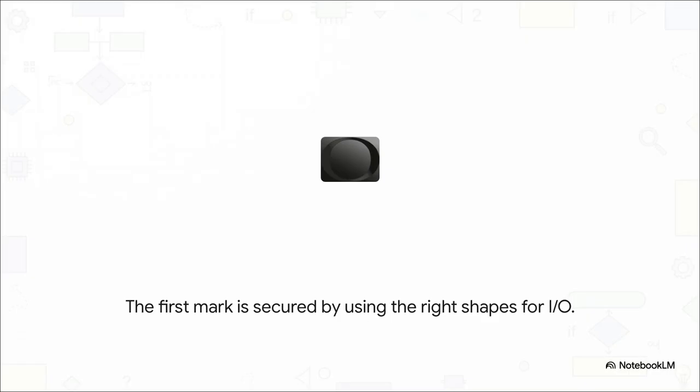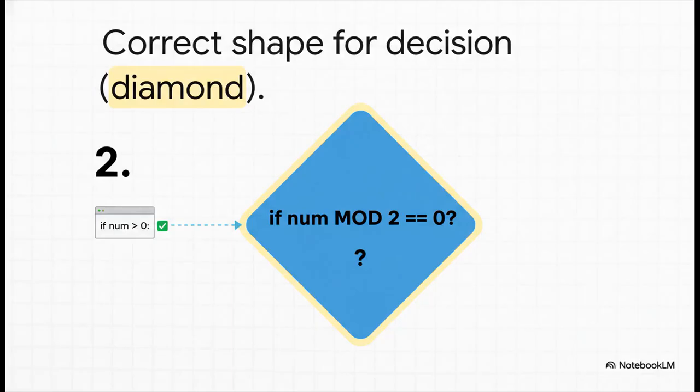So first things first, let's place our start and end terminators. Those are always ovals. Now for the bit that gets us the mark. Input num, output odd, and output even all have to go inside parallelograms. And boom, just like that, our first mark is in the bag. See? Easy.